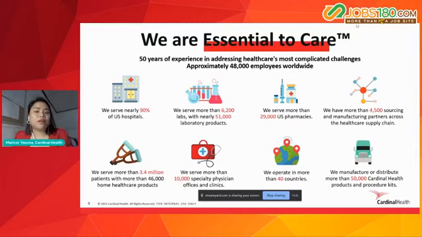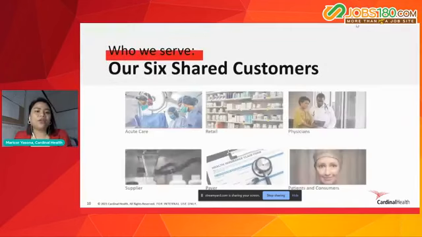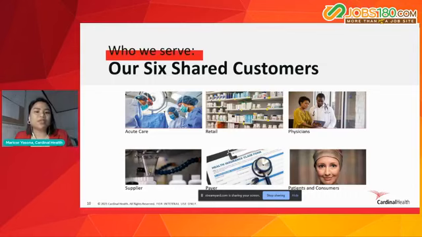So in recent weeks, amid the news of quarantine, I think everyone can relate to this. The word essential has become a buzzword, but that is what Cardinal Health is: essential to care. But before I share more information about Cardinal Health, we would like to share who the customers of Cardinal Health are. So we have acute care. We also have retail, physicians, suppliers, payers, patients, and our consumers. So our aim is to become healthcare's most trusted partner.